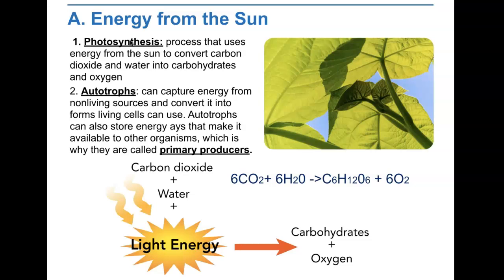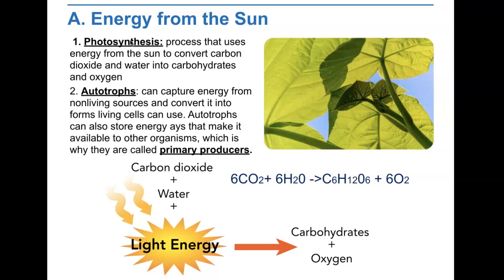Algae and plants are also called photosynthetic primary producers because they harness solar energy through a process called photosynthesis. Photosynthesis is the process that uses energy from the sun to convert carbon dioxide and water into carbohydrates and oxygen. This process is also known as 6CO2 + 6H2O + light energy yields C6H12O6 + 6O2, or in word form, carbon dioxide plus water plus light energy yields carbohydrates and oxygen.